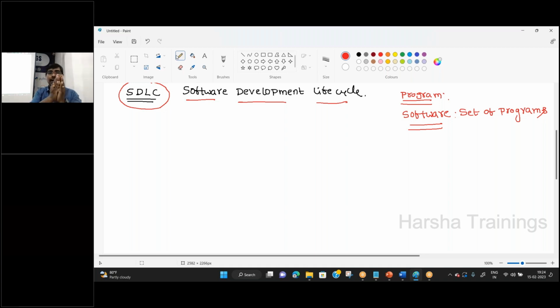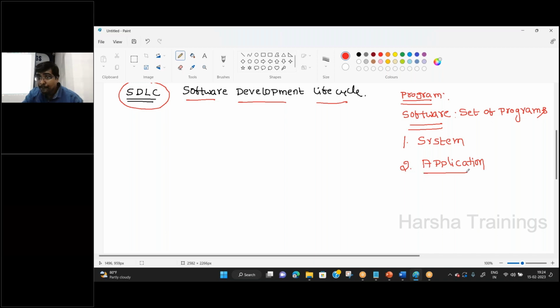Each program performs a task. All the programs are clubbed together. Then they form a complete software. Clear? Now, in the organization, that is industry, the software is divided into two types. One is system software. Second one is application software.